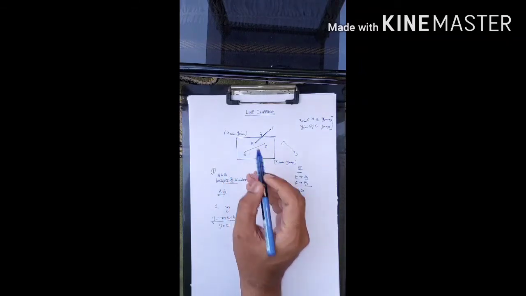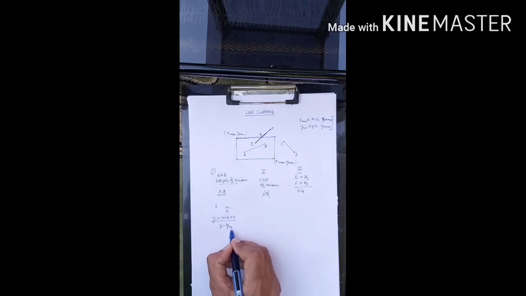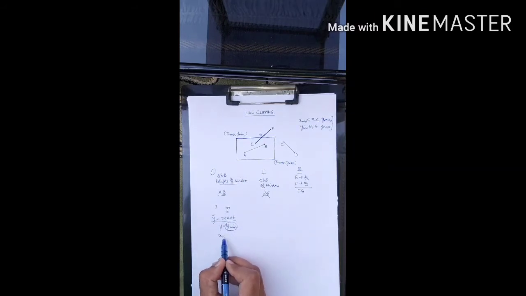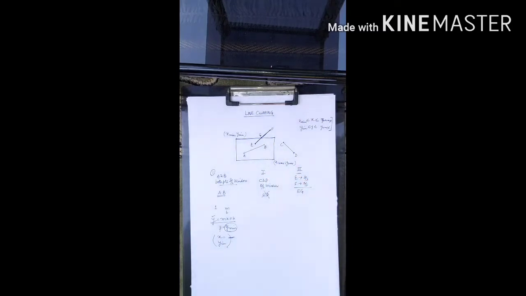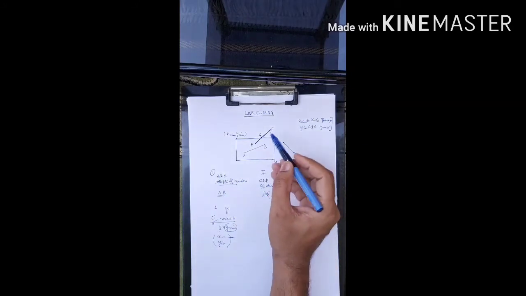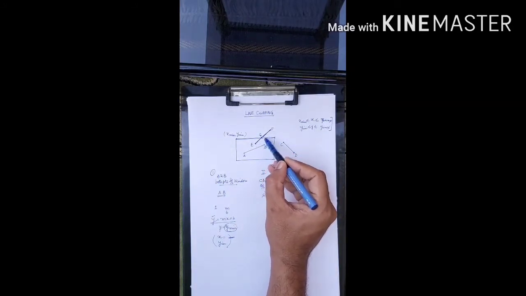This y is equal to y min. So you can put this value of y in this equation and find the x. That calculated value of x and the y min value will form a pair of points which will be the point of intersection. So this is the first method.